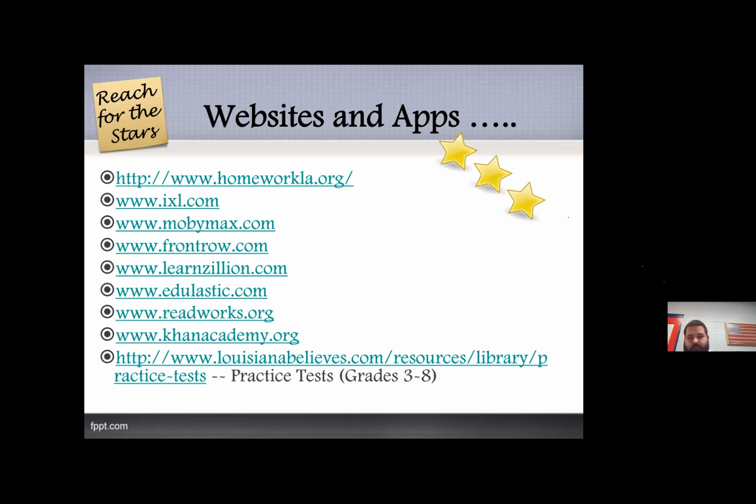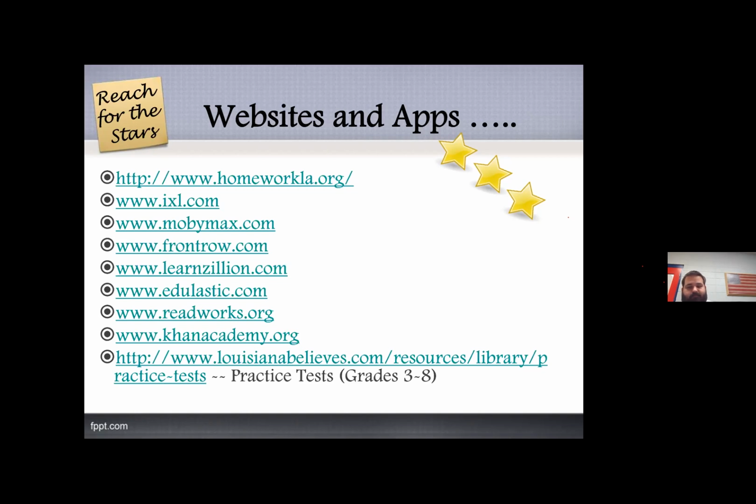So we provide a lot of resources for our kids outside of school. Along with providing them outside of school, we use them heavily in school. They are very familiar with Moby Max, EduElastic, ReadWorks, and Khan Academy. All of these websites are resources for you to have access to at home.